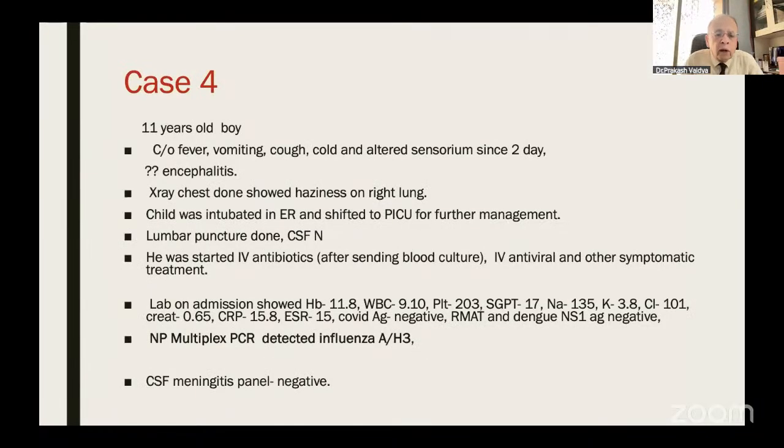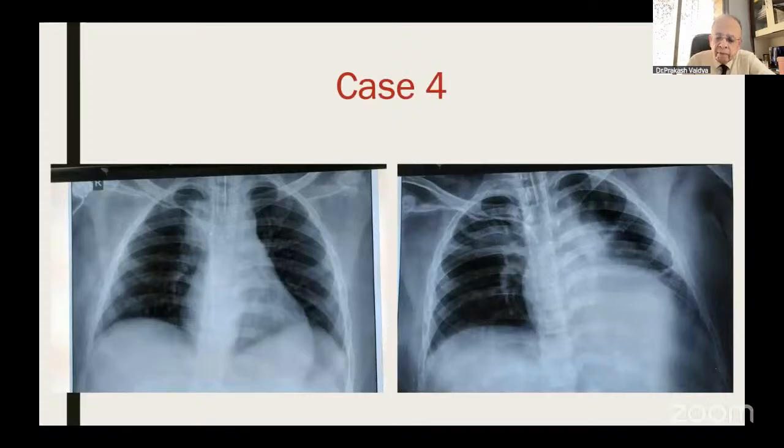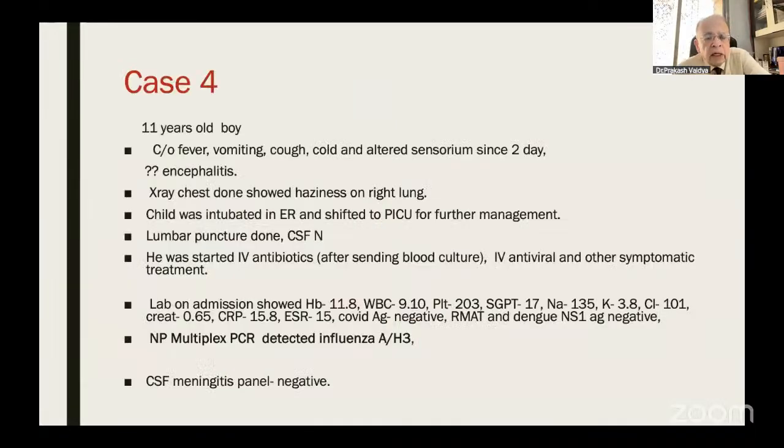So now I'll come to another case, for which I would request Dr. Anil to start with the answers. I have this 11-year-old boy who has come with a history of fever, vomiting, cough, cold, and altered sensorium for 2 days. Clinically it looks like a febrile encephalopathy. The X-ray chest shows haziness on the right side, and the child was intubated and shifted to PICU for further management.